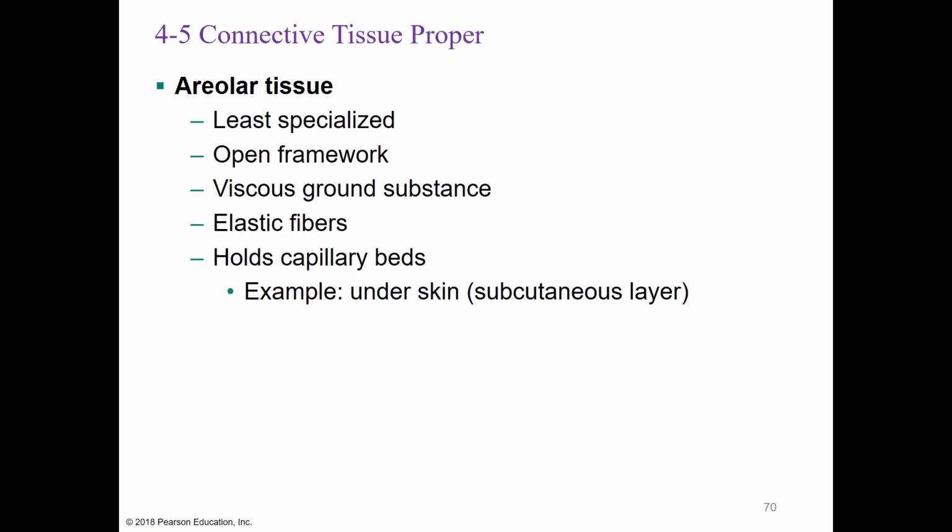Areolar tissue is the least specialized, has an open framework and a very syrupy ground substance. There are elastic fibers in it. That's one of the fibers we're going to see mainly. And it will help to hold capillary beds. So we find this, not necessarily in adults, but not in an embryo, under the skin. The areolar tissue separates the skin from the muscle. So when you pinch your skin, you are not also pinching the muscle. The areolar tissue separates the two.